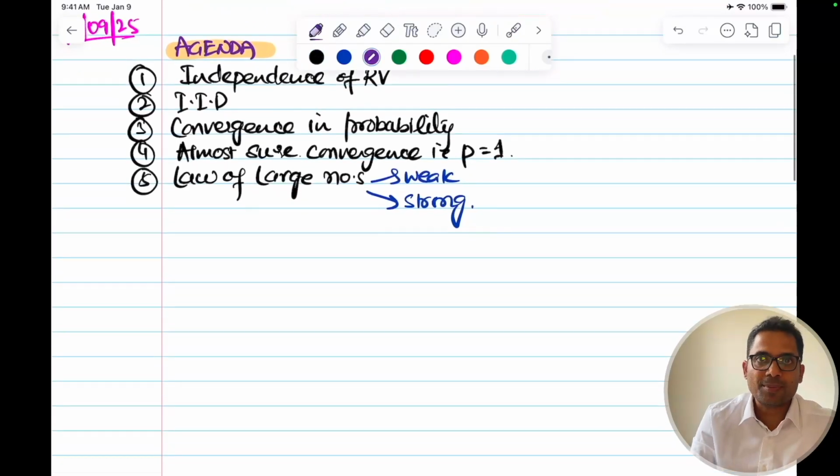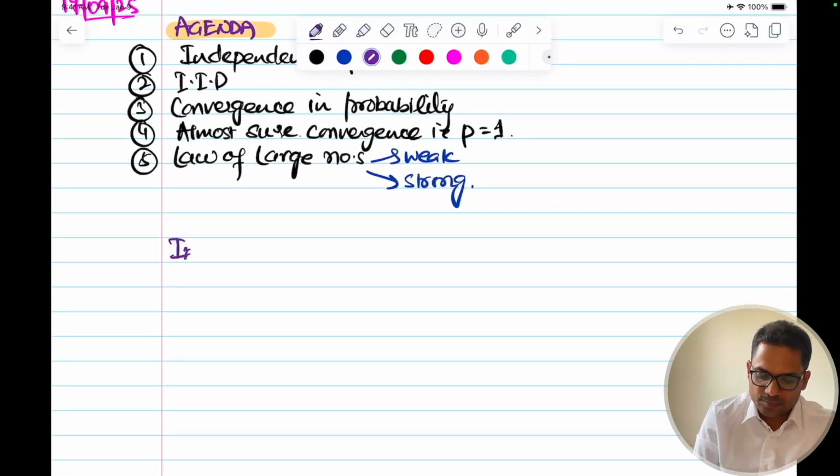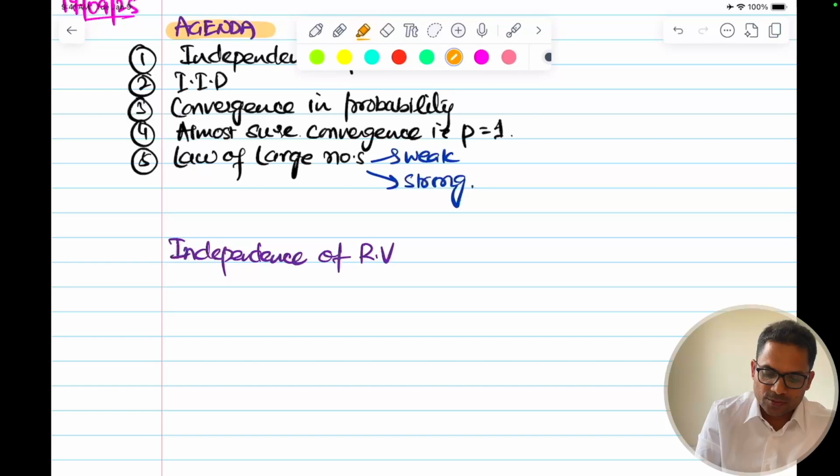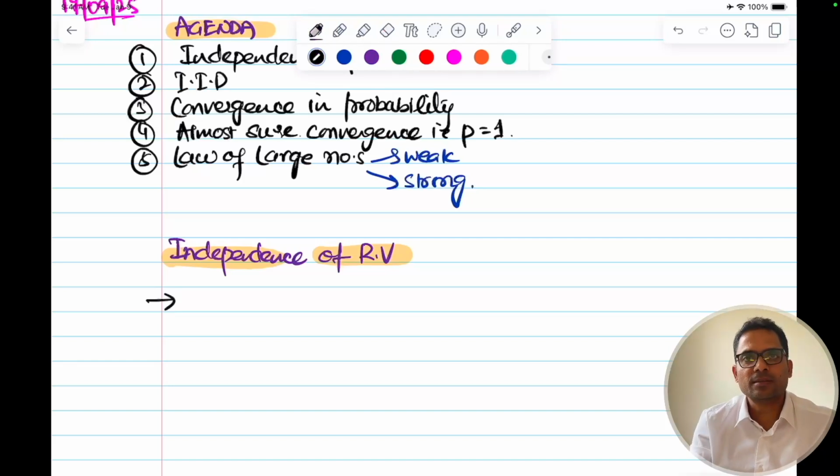The first thing is independence of random variables. RV I use for random variables. So what is independence of random variables? You have discussed in the last class that when there are two or more random variables, we may not always have only one random variable. So we discussed the joint, marginal and conditional probabilities for two or more random variables, and continuing that, we'll discuss the independence of two or more random variables.